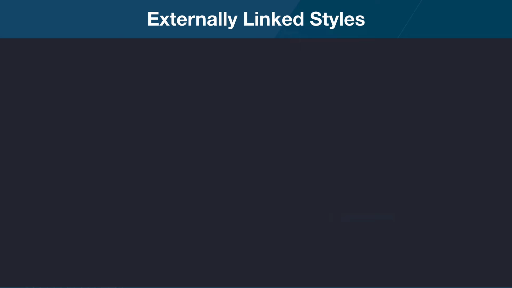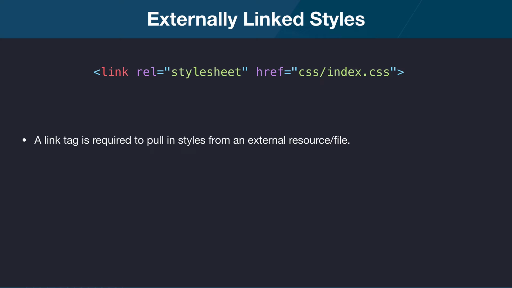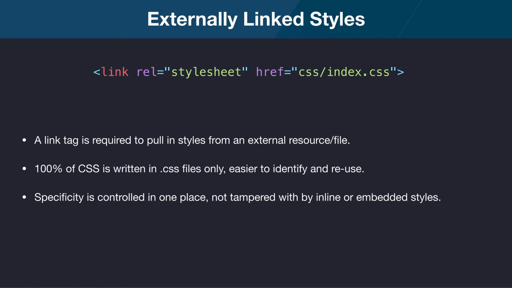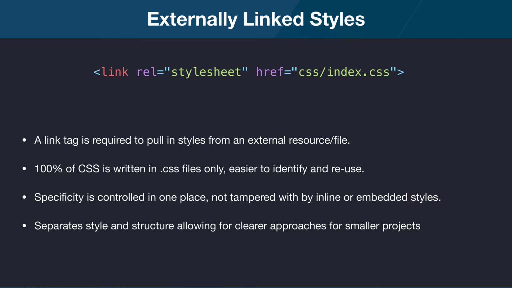Okay, so let's learn about those. Externally linked style sheets are styles that are linked up with the link tag in an HTML document. The rules for this are a link tag is required to pull in styles for any external resources or file. 100% of CSS is written in .css or .scss files, things like that. Easier to identify and reuse. Specificity is controlled in one place. There's never any tampering with inline or embedded styles. And of course, the specificity weight is less than inline, embedded, and important.